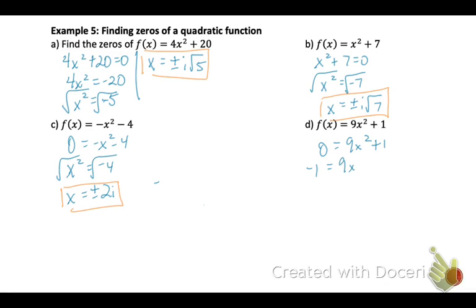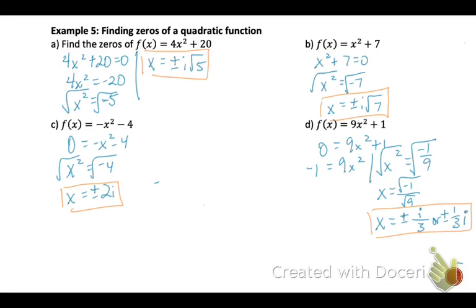subtract our 1, divide by 9. Now watch this. We're going to take the square root of both sides. So the square root of negative 1 ninth, think of that as the square root of negative 1 over the square root of 9. You know that the square root of negative 1 is i. We want to show plus or minus. And the square root of 9 is 3. So we can write that as positive and negative i over 3, or plus and minus 1/3 i.